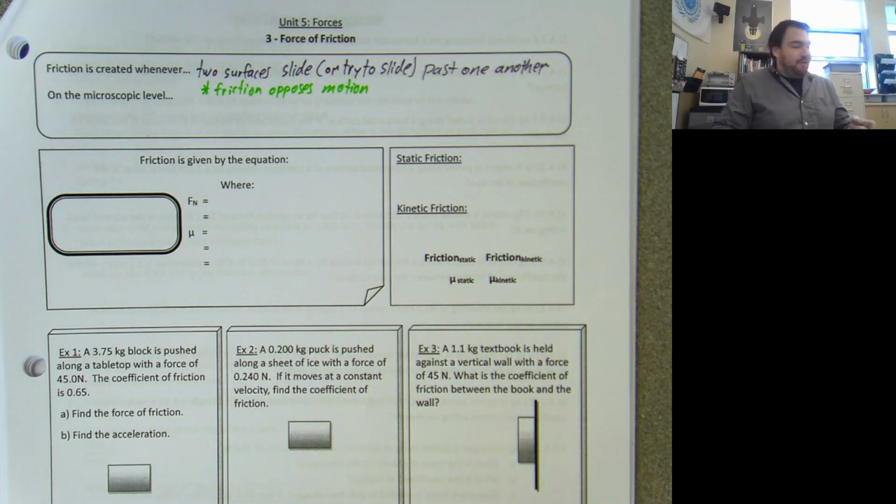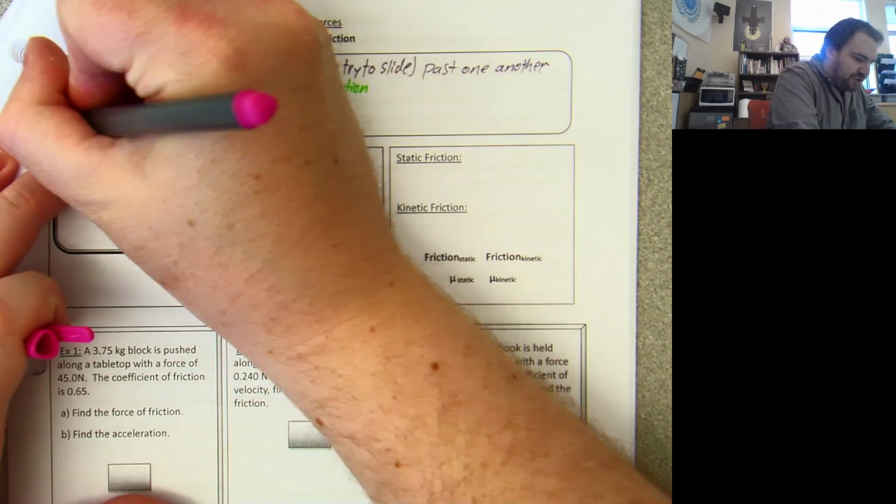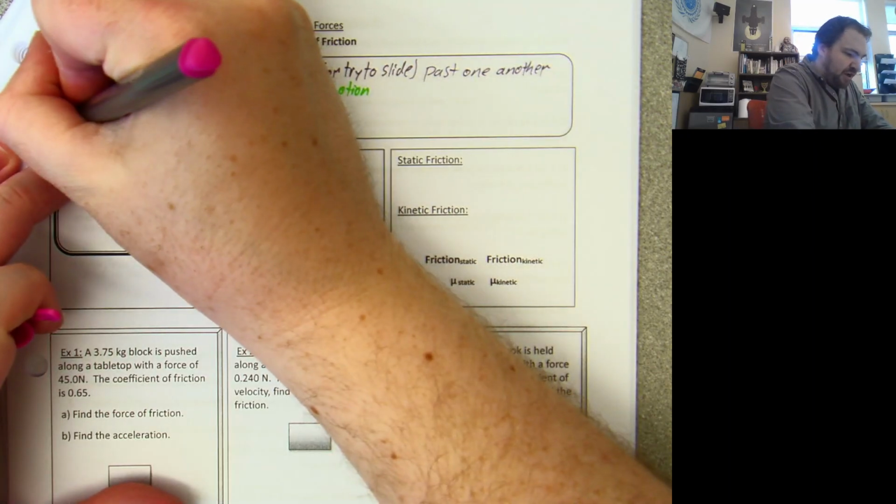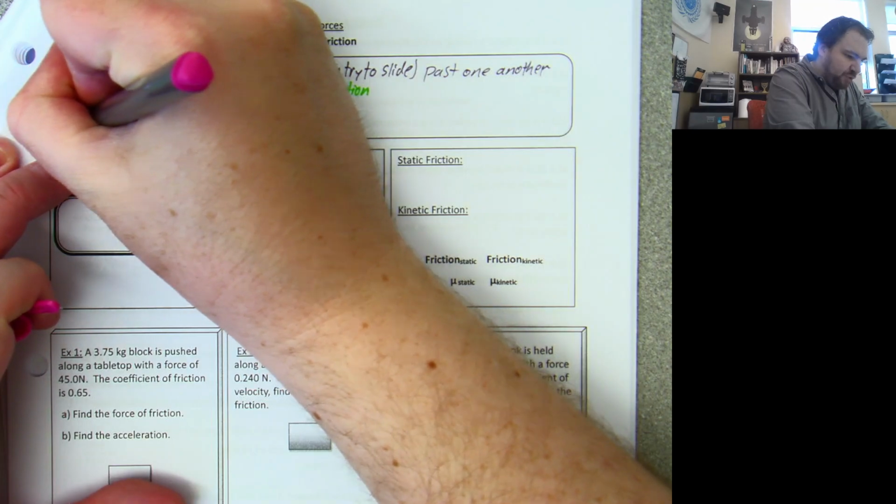On the microscopic level, what's happening with friction is this. You've got one surface, and it doesn't really matter. I'll draw it twice. You might think, as Kai said earlier, well, the surface is really smooth. So let's draw a really smooth surface.